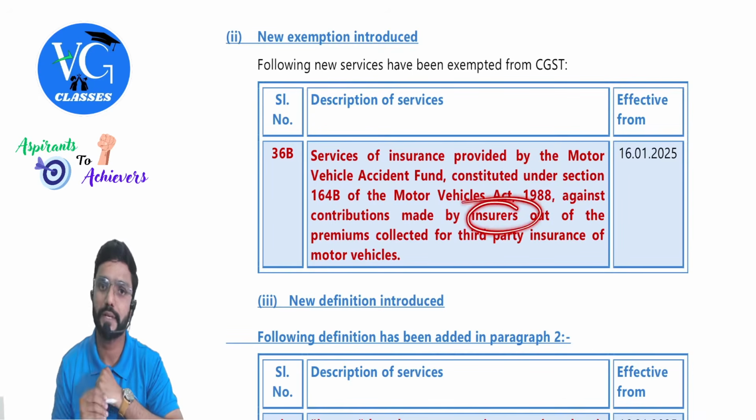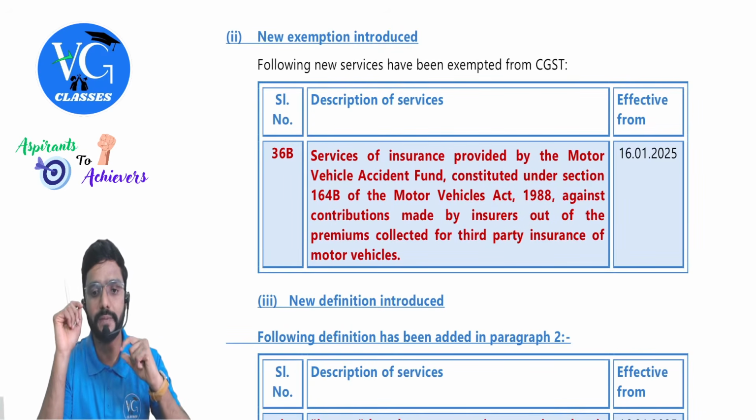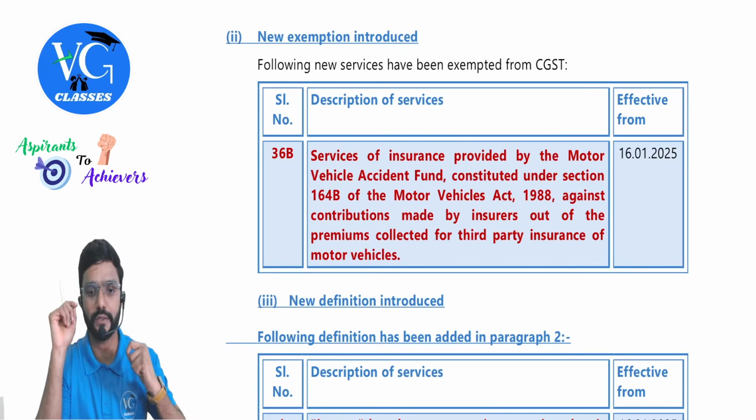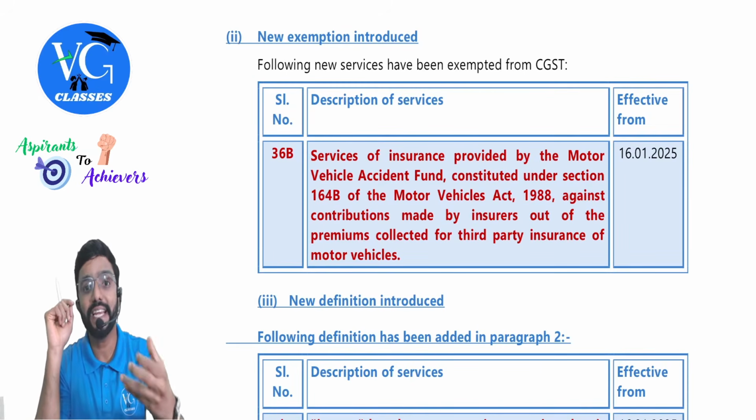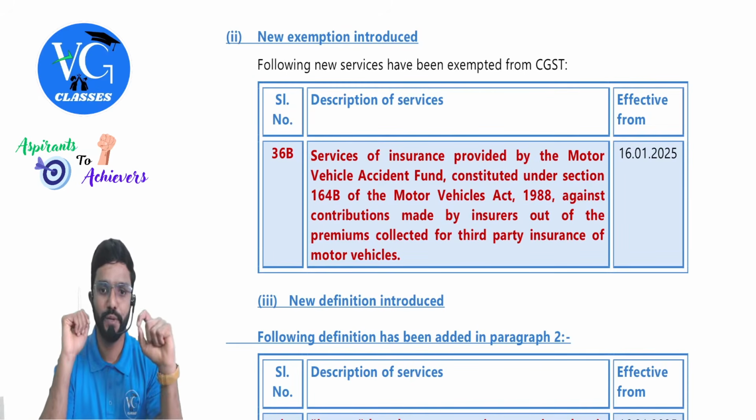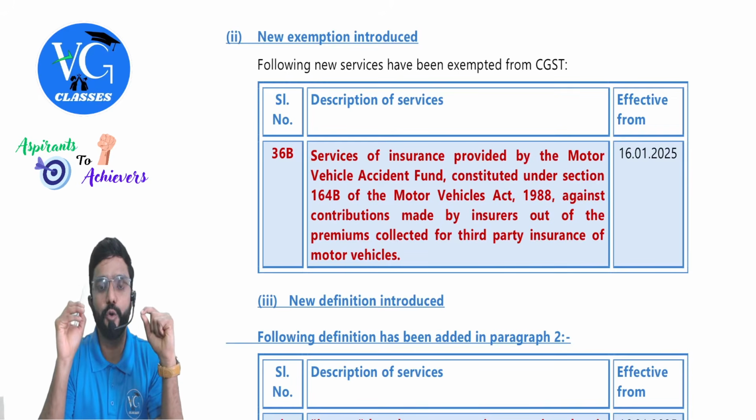Insurers means the insurance company, out of the premiums collected for third party insurance of motor vehicles. Third party insurance means, when you are going in a bike or car and you hit another person, he is called the third party. Can he claim your insurance? Yes. So there's an exemption given to whom, guys?